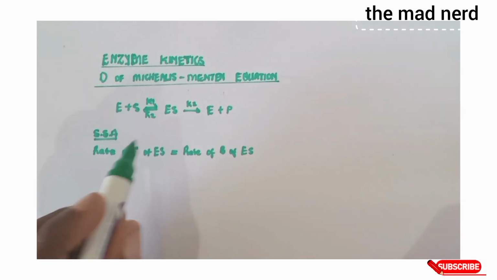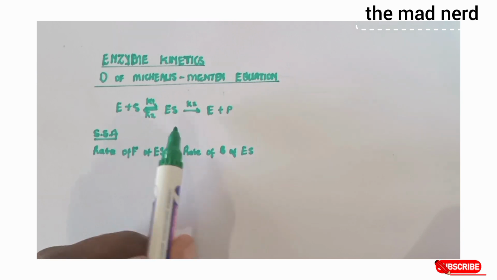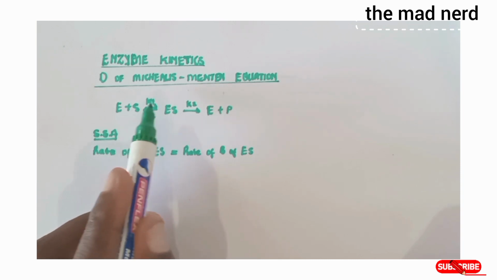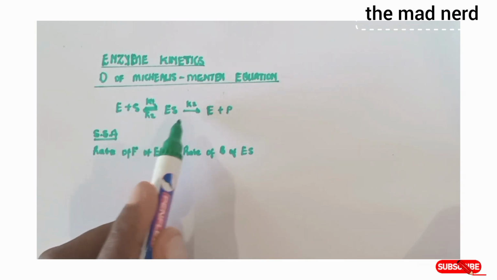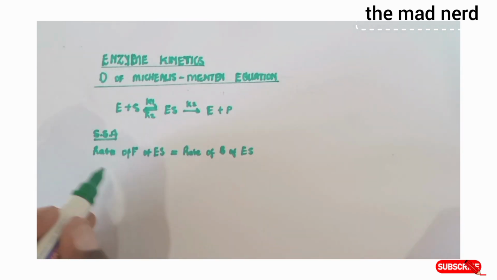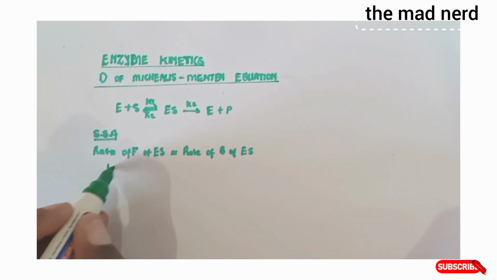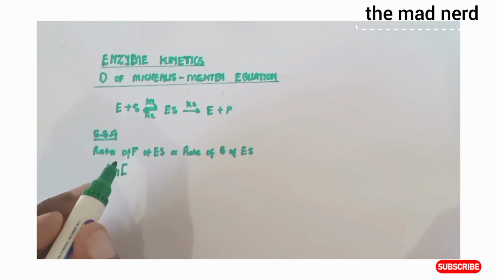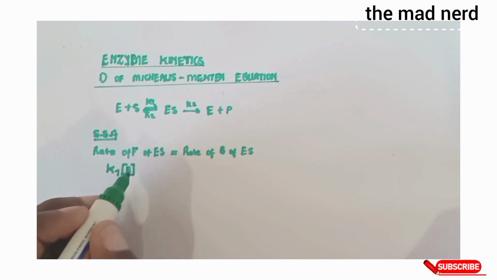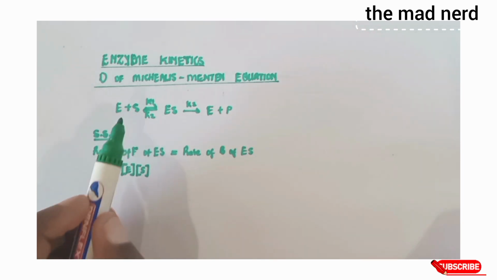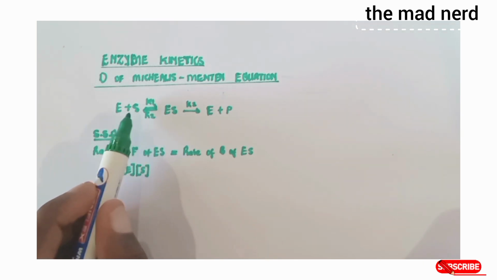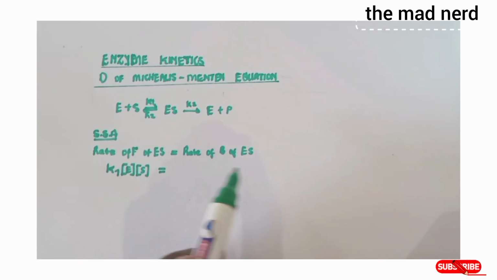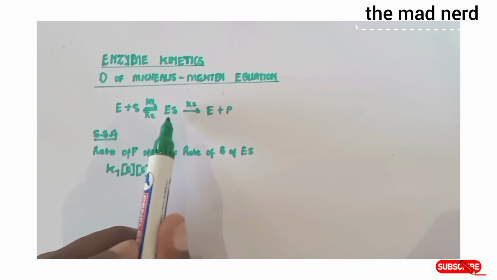Now let's find out which steps form the ES. In this equation, E plus S with K1 forms the enzyme substrate. So the rate of formation of ES is K1 times the concentration of the enzyme times the concentration of the substrate, because this is the step going forward that makes ES. This is equal to the rate of breakdown of ES.